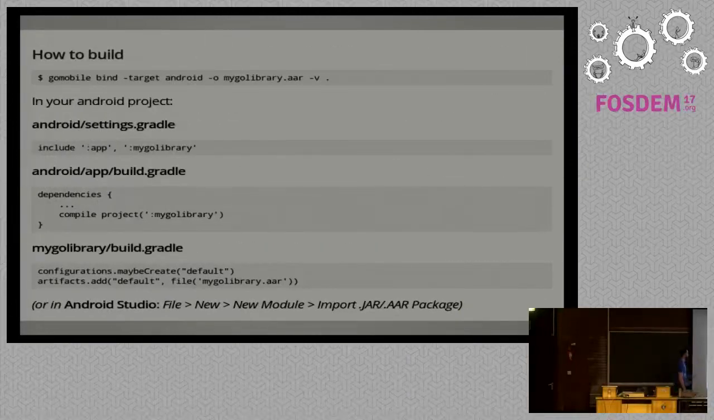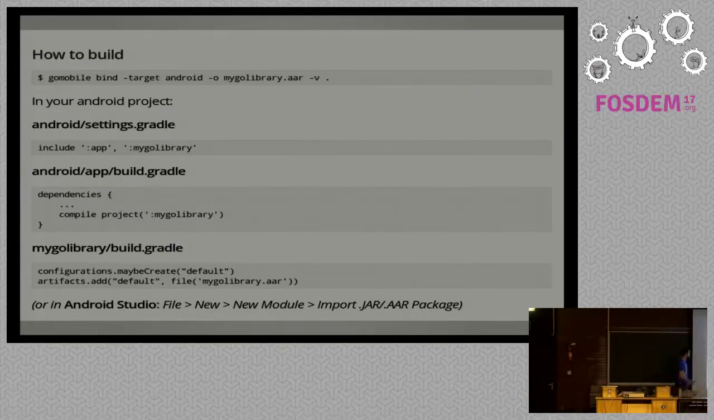How to build this? Well, it's gomobile bind. You specify the target, which is iOS or Android, and the output library, which is an AAR file and everything. The -v is for verbose, to show if something is wrong or not.